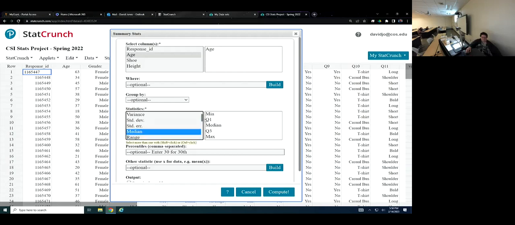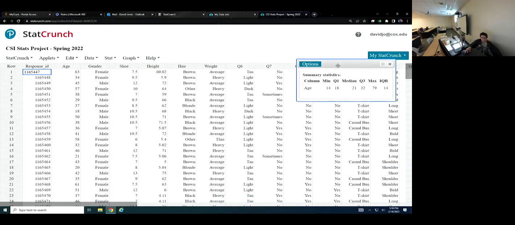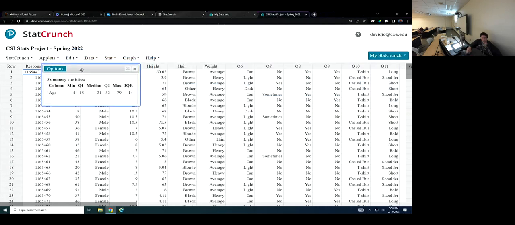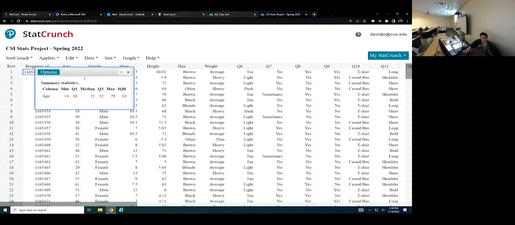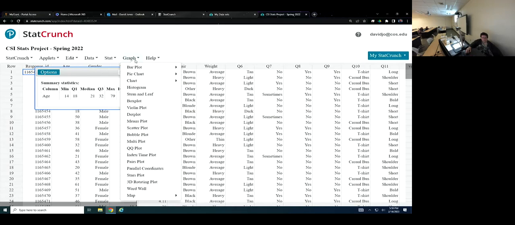It gives us the IQR here somewhere. There it is. I'll show that and I'll show you how we can calculate it by hand too. So we got all the values. I'm gonna click compute. And then we're gonna look at the box plot.